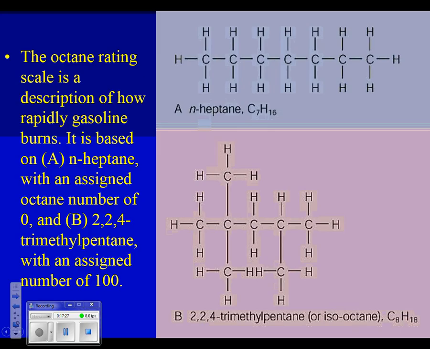2,2,4-trimethylpentane, or isooctane. So octane can be a lot of different ways. It doesn't have to be the straight chain. It can be a lot of different things going on. That looks great. Those H's are real close.